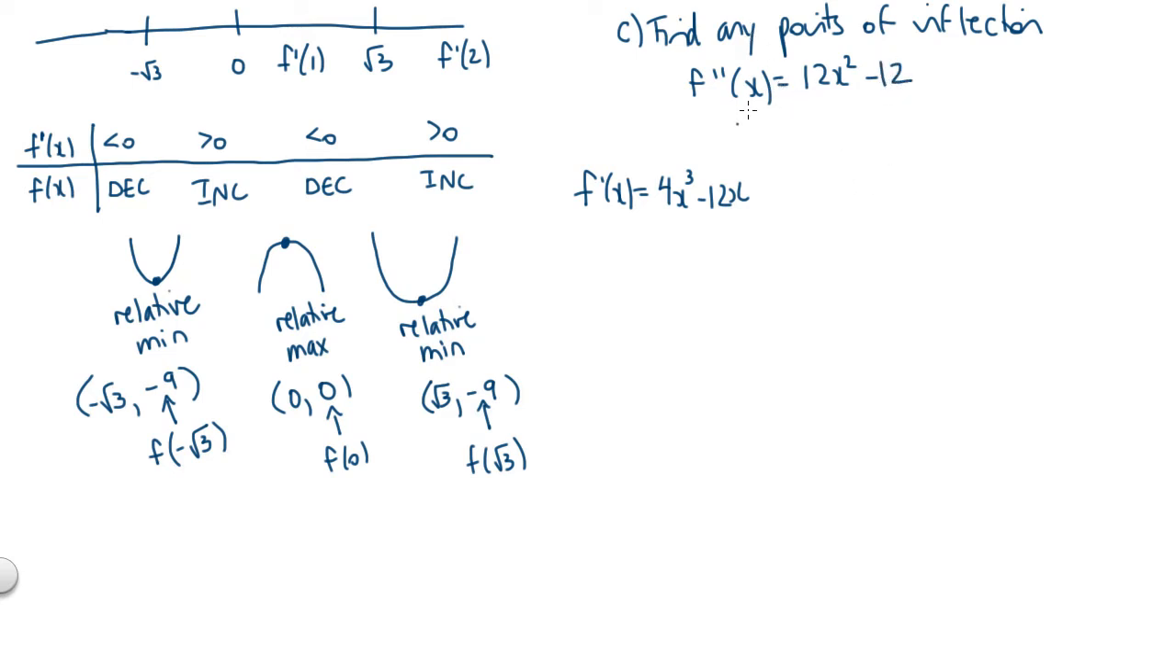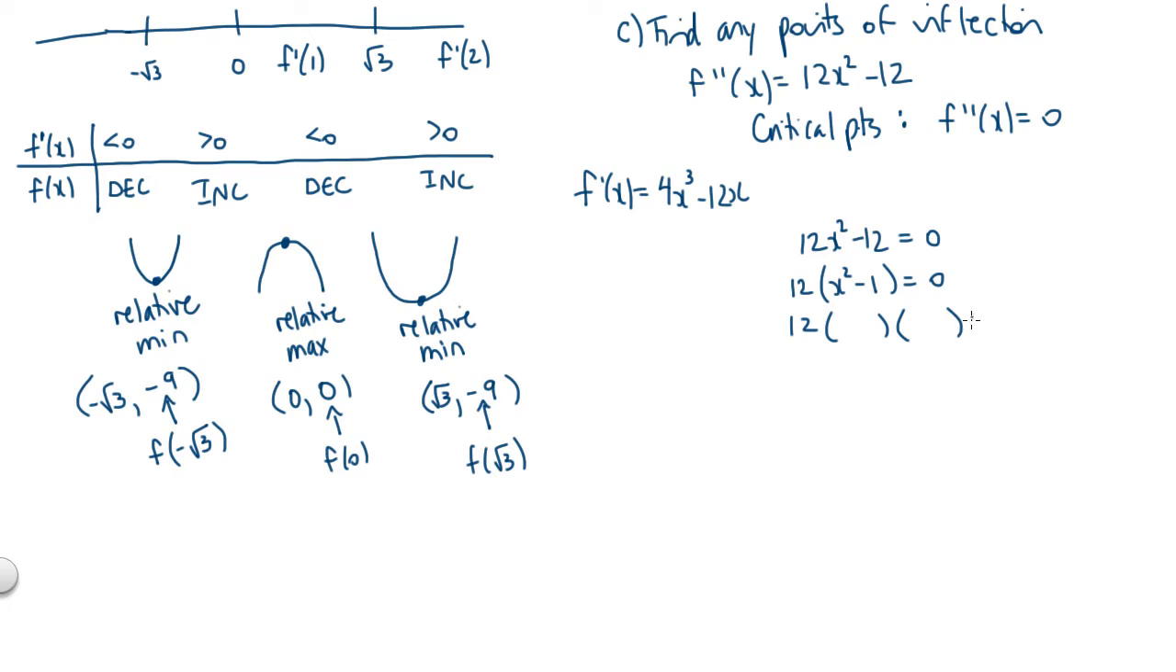So we now want to find critical points for f double prime of x. Critical points, places where f double prime of x is equal to 0. So let's take 12x squared minus 12, set it equal to 0, and it might help to do a little bit of factoring here. Let's pull out a factor of 12. Okay, and then notice that x squared minus 1 is a difference of squares. So we actually have x minus 1 times x plus 1 there. So now that's fully factored.